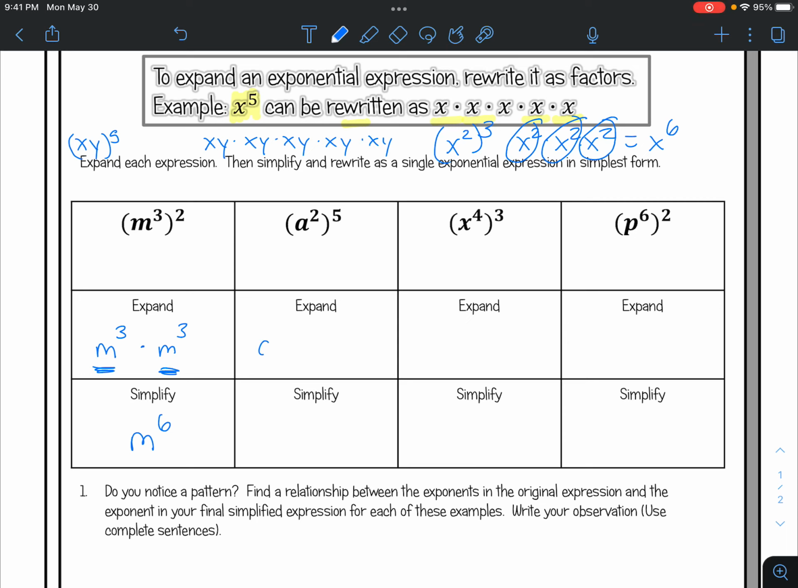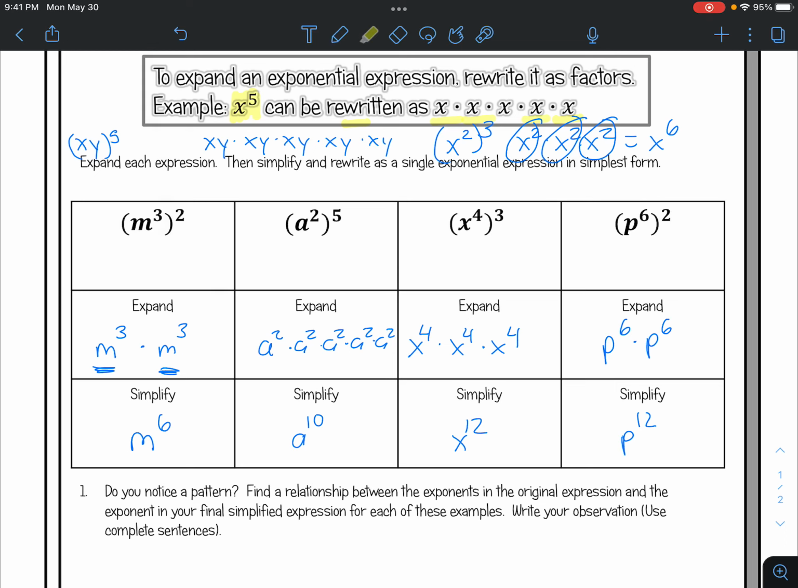All right. A to the second, a to the second, a to the second, a to the second, a to the second, a to the 10th. X to the fourth, x to the fourth, x to the fourth, x to the 12th. P to the 6th, P to the 6th, P to the 12th.